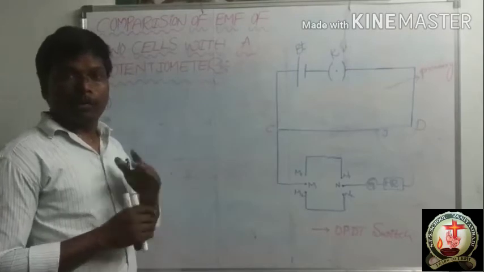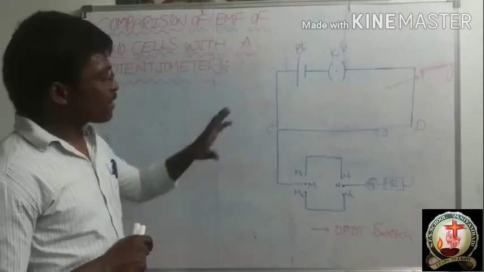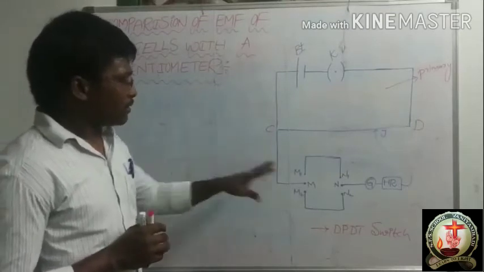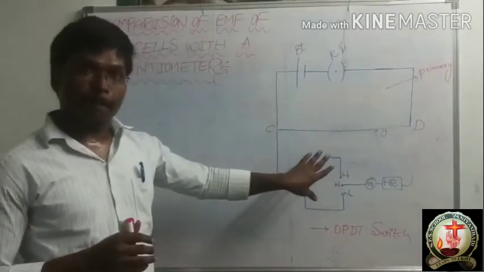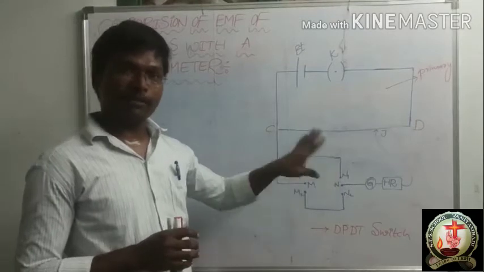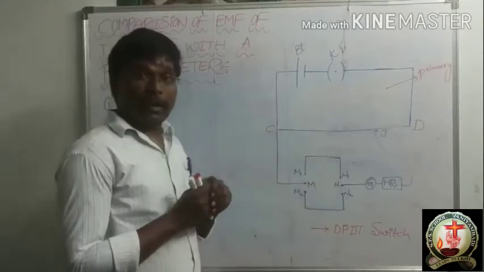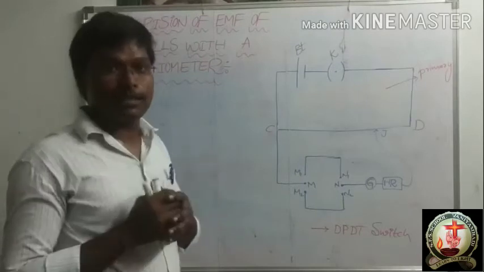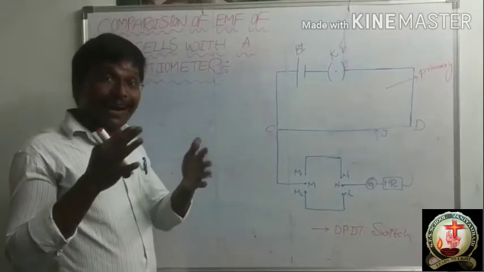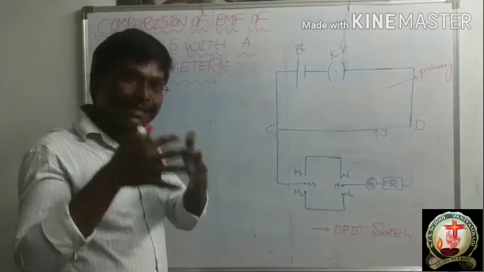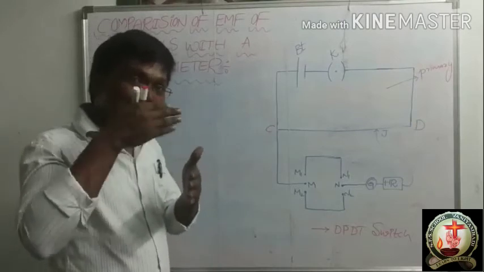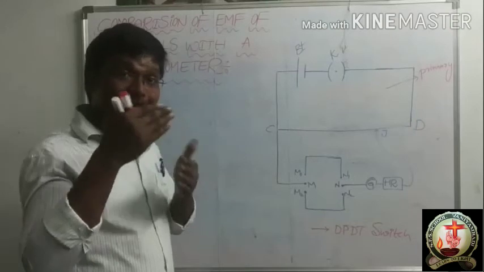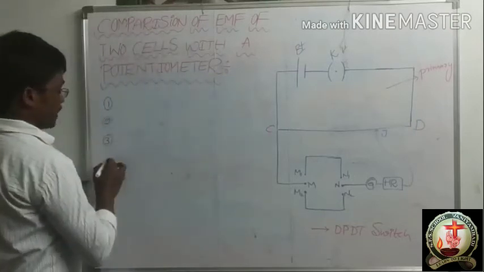Okay. Now fourth point. This is the DP-DT switch, right? Okay. Let us arrange the two electric cells. The two electric cells having EMFs E1 and E2. Fourth point.